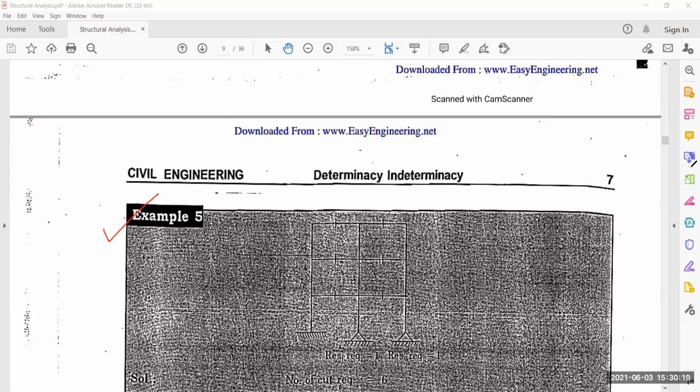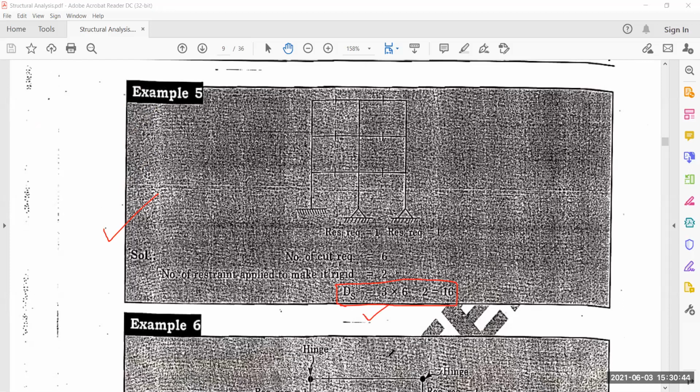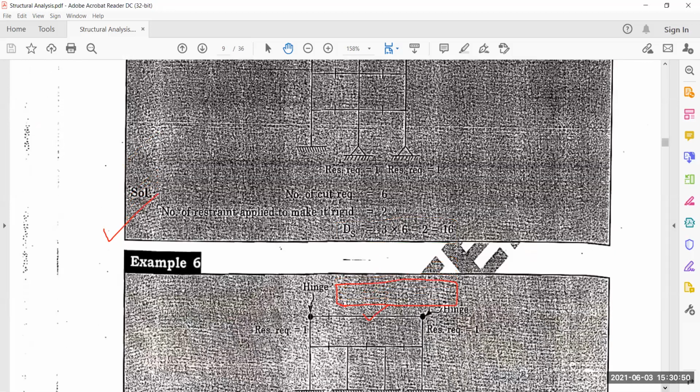Okay, 16. Just wait. I think you all see here DS is equal to 16. Yes, DS is equal to 16. So I think you solved 3 to 4 problems, and you are all doing a good job.